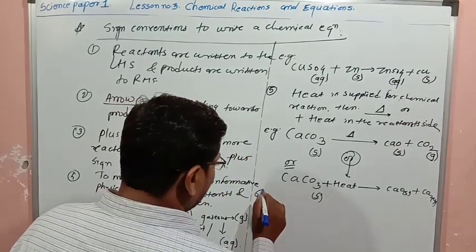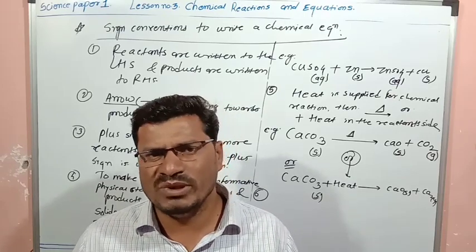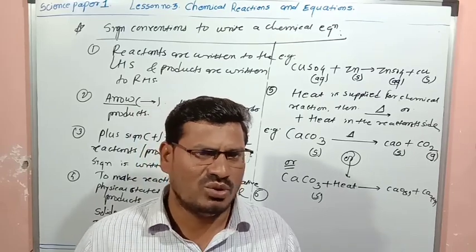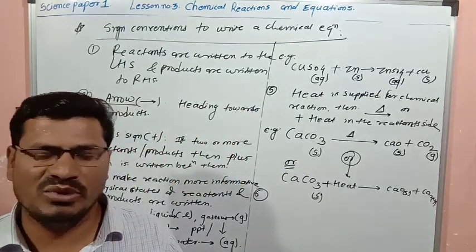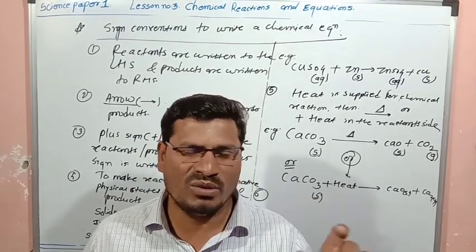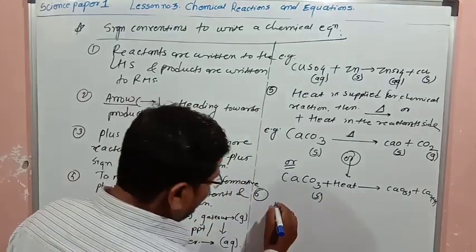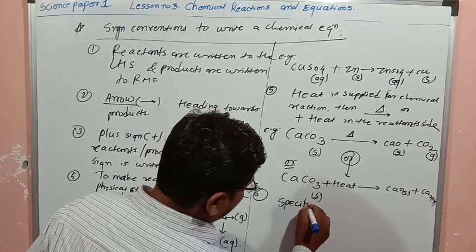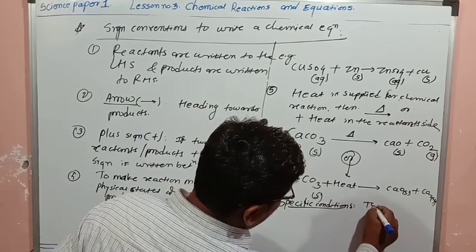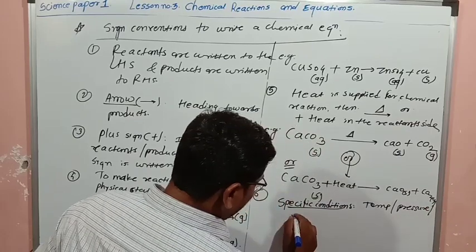So the sixth point we are going to learn is that specific conditions required for the chemical reaction should be mentioned. Whatever specific conditions are necessary for the chemical reaction are written above the arrow or below the arrow. Specific conditions may be temperature, pressure, or a catalyst.